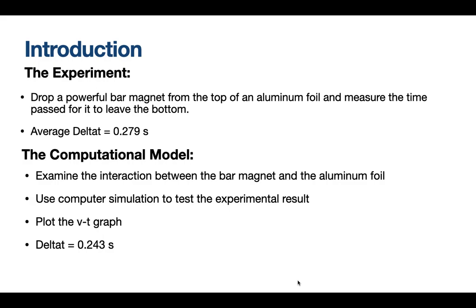And then I do the computational model, examining the interaction between the bar magnet and the aluminum foil. I use a computer simulation to test the experimental result and plot the velocity versus time graph. The result is 0.243 seconds.